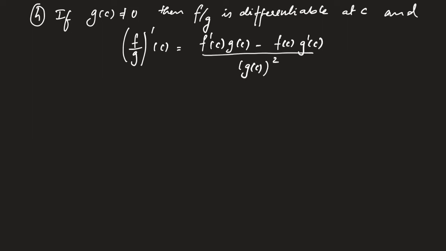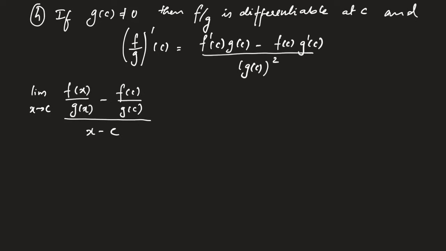To prove this, we look at limit x tends to c of (f by g) of x minus (f by g) of c, which is equal to f of x by g of x minus f of c by g of c, whole divided by x minus c. Now here notice that we have g of x in the denominator, and that we can make sense of that if and only if g of x is not equal to 0. So why can we take f of x by g of x?